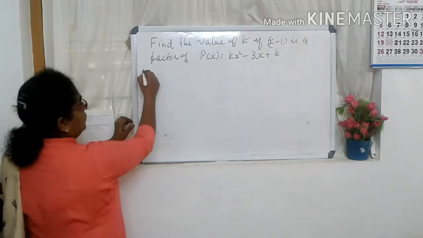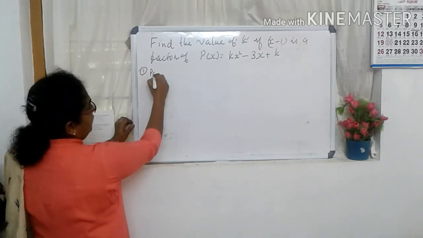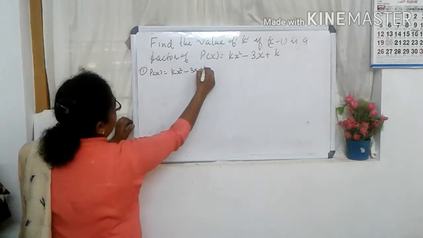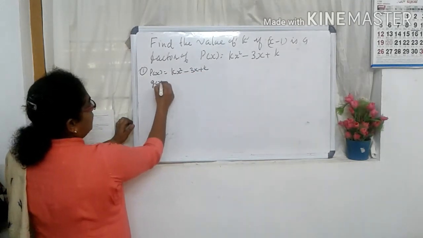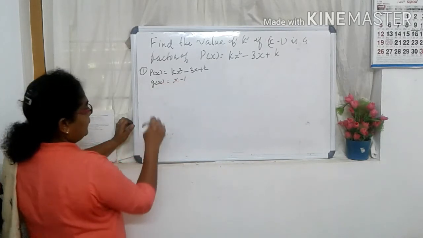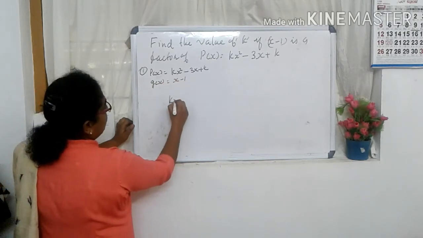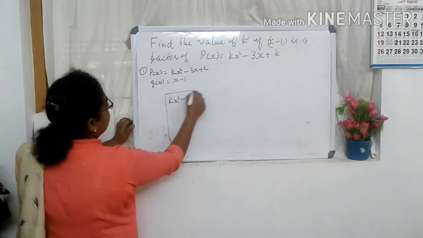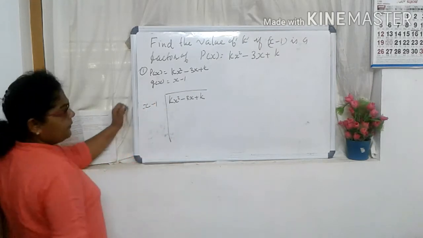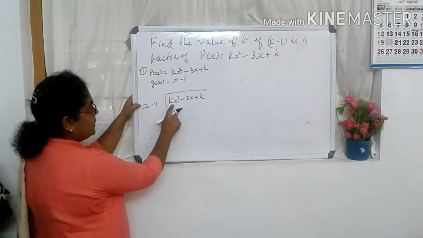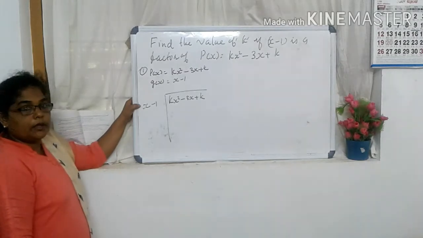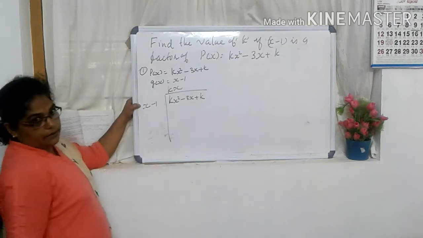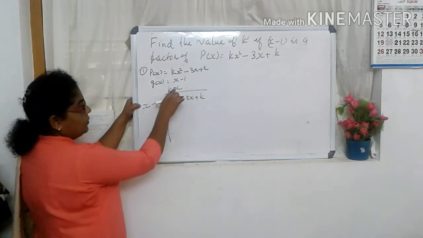So first method, long division method. Given p of x equal to kx square minus 3x plus k, and g of x equal to x minus 1. We are dividing by the long division method. So, kx square minus 3x plus k divided by x minus 1. The normal division. Step 1: first term by first term, kx square by x. You have to write and check. kx square by x is equal to kx.